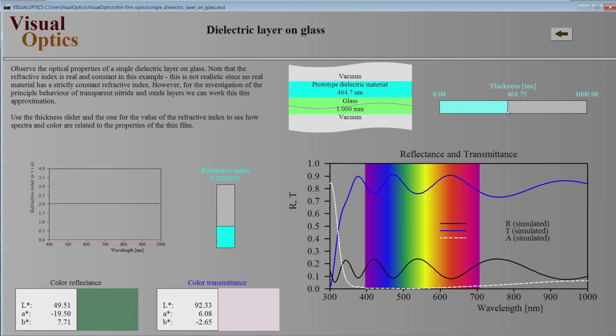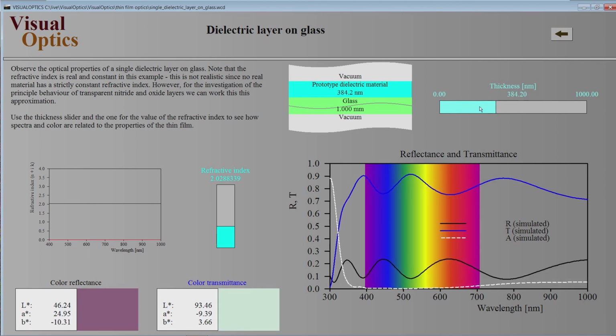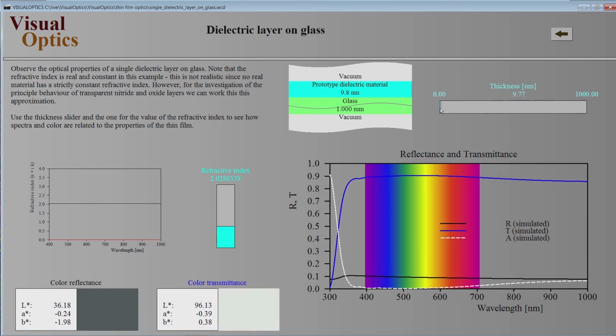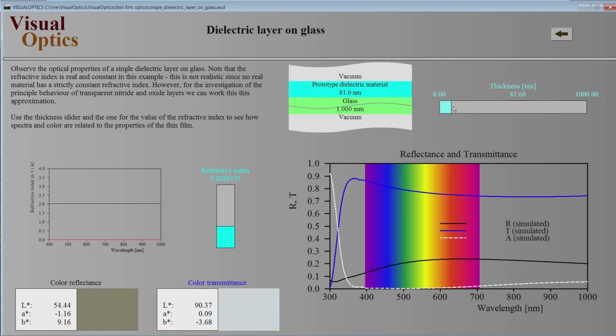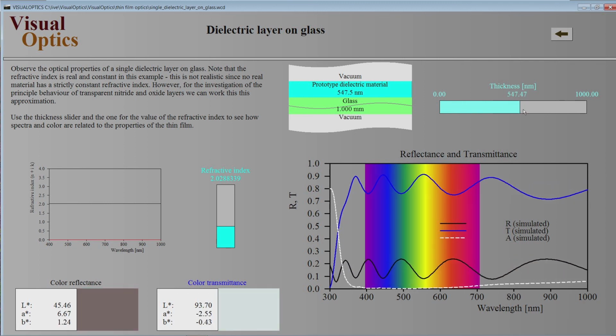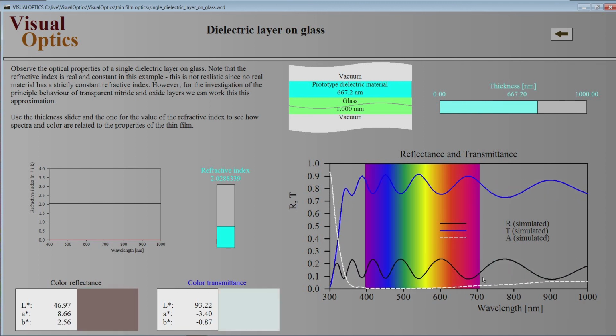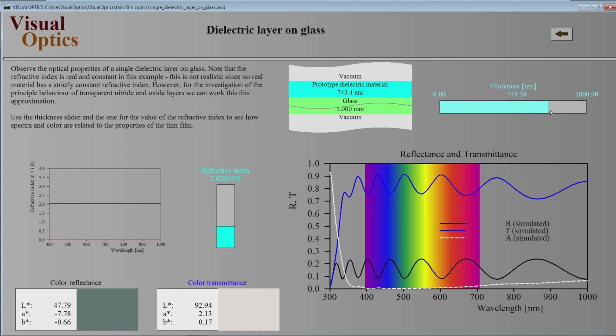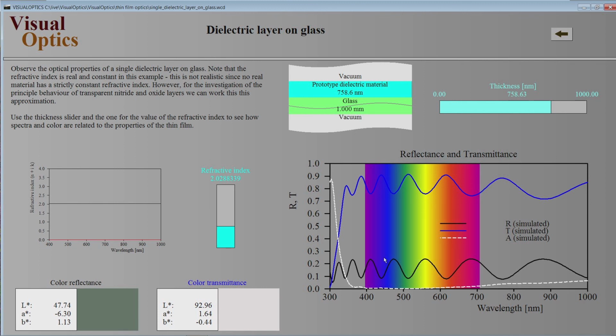You can see the minima in reflectance are at the level of the glass itself. So if we bring down the layer to 0, that means there is no layer. We have a level here of 8%. And increasing the thickness of the dielectric layer leads to these so-called interference patterns where the minima are still at 8%. That's the glass level, and the maxima here are higher.